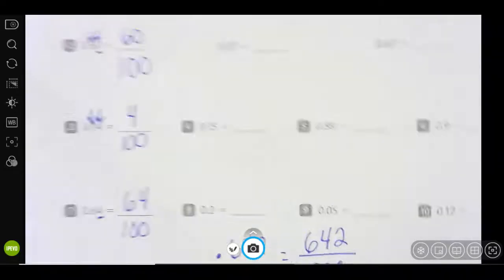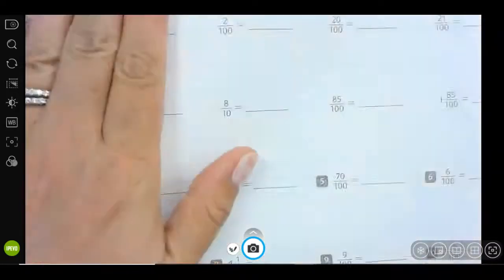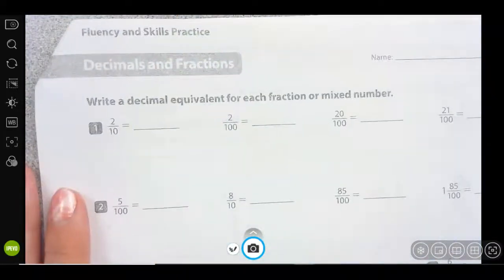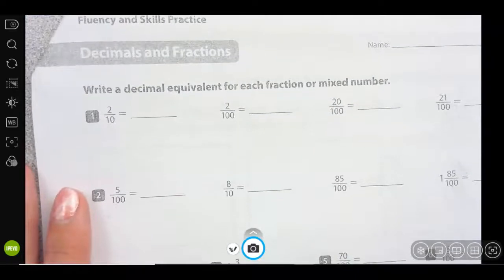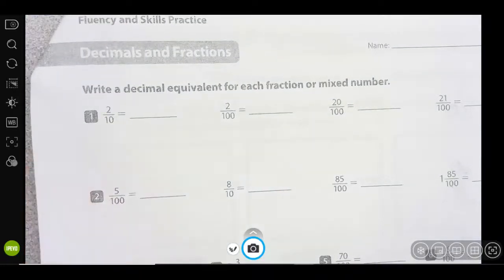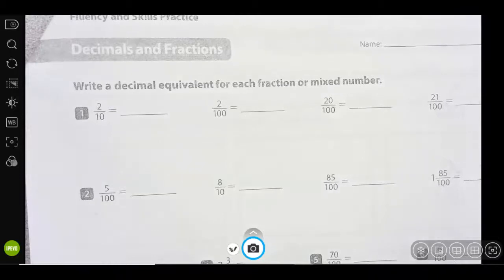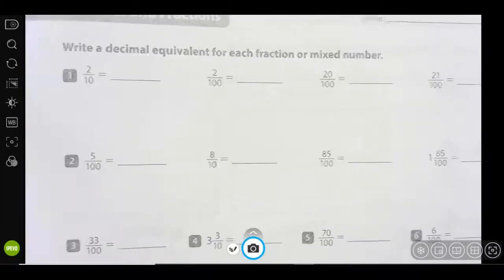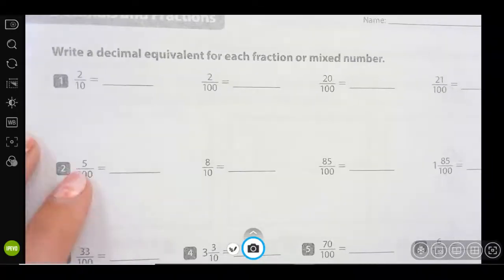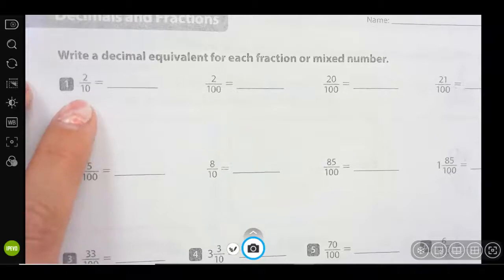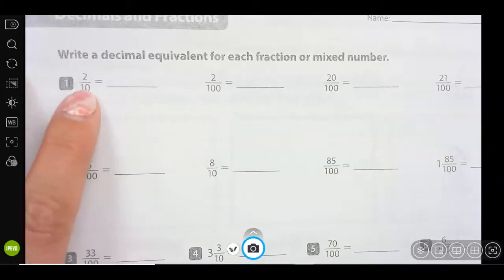Okay. Go to this page in your packet. The other page. Now we're working backwards. So before we were going from a decimal to a fraction, now we're going from a fraction to a decimal. This is easy peasy. You just got to train your brain to look at it. So let me help you.